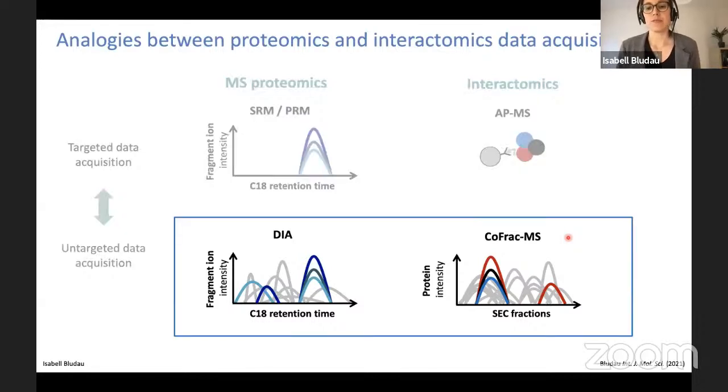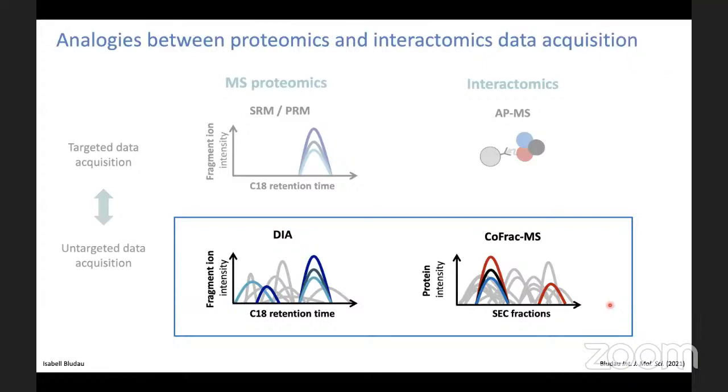So if we look at the two strategies on the untargeted data acquisition side, I hope you can appreciate that the data structures actually look very similar. While in the DIA data set, you have fragment ion intensity profiles across the C18 retention time dimension, and you try to find a peak group of fragment ions that correspond to a single precursor, on the CoFrag-MS side, you have protein intensity chromatograms along this size exclusion chromatography or other fractionation dimension. And here you try to find proteins that coelute and form a protein complex signal.